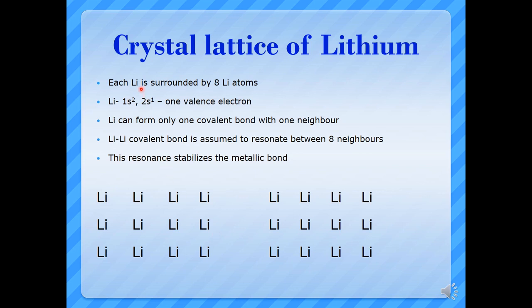We know that the configuration of lithium is 1s2 2s1, and there is only one valence electron in the case of lithium. So if a lithium atom forms a covalent bond, because there is only one electron, it can share this one electron only with another lithium atom, which means lithium can form only one covalent bond with one neighbor. Like this, one lithium can form only one bond with the nearest neighbor.